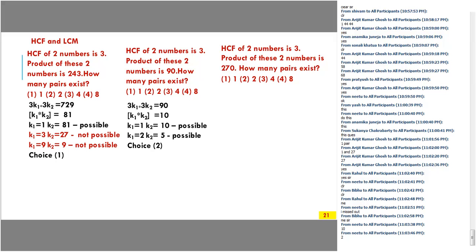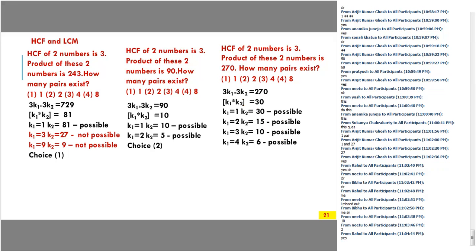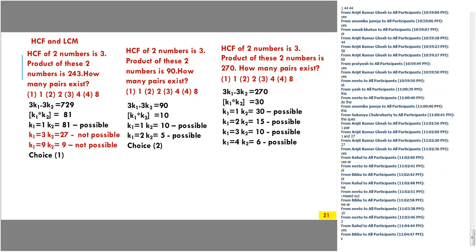You're seeing the third question? What is K1, K2 here? 30. 1 into 30, 2 into 15. So can you list out like this? Can we get stuck somewhere? Can we list out like this?